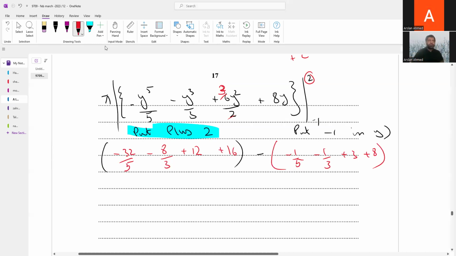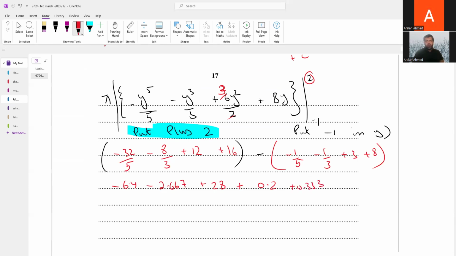It is negative 6.4, negative 2.667, plus 28. Minus 1 by 5 is 0.2, so it would become plus again. Then this would become plus 0.333 plus 11. Obviously, this whole thing is being multiplied by pi.